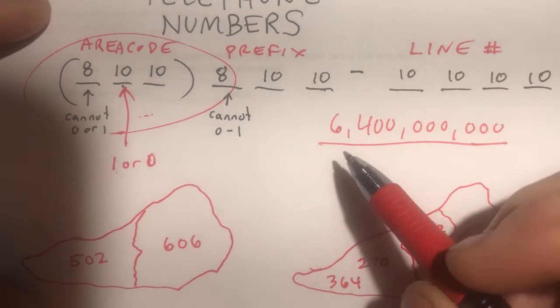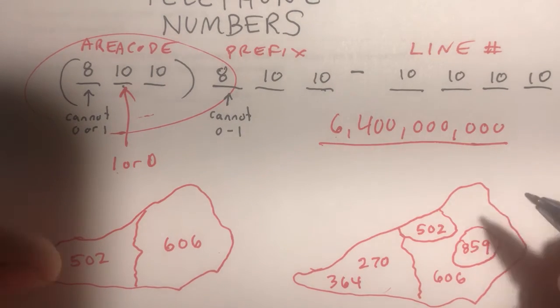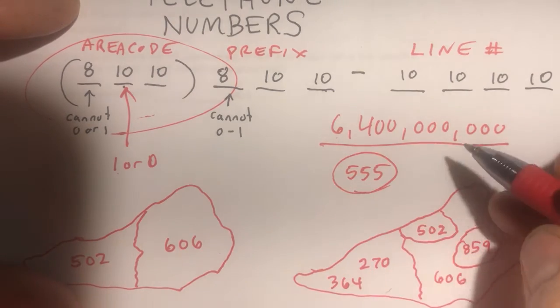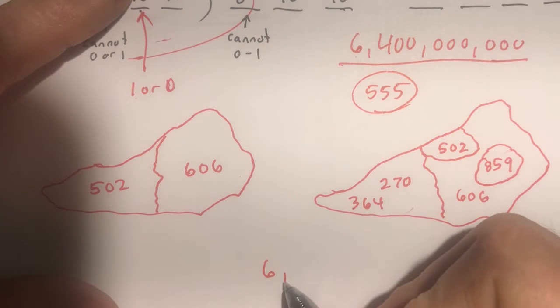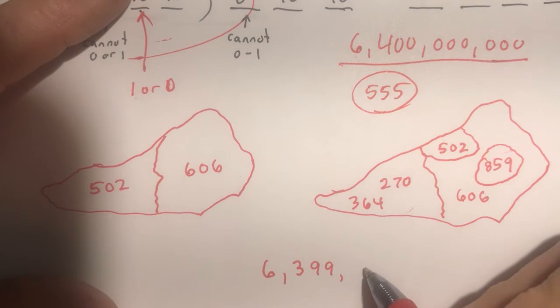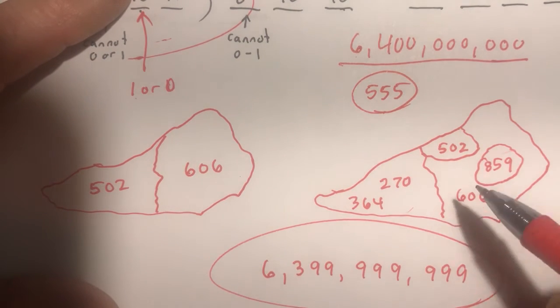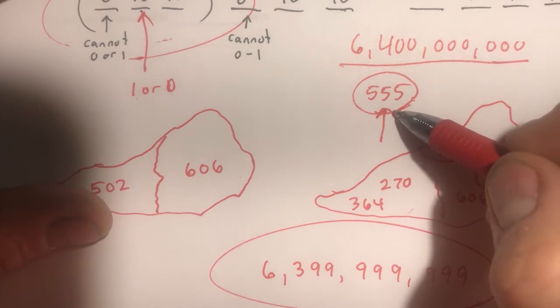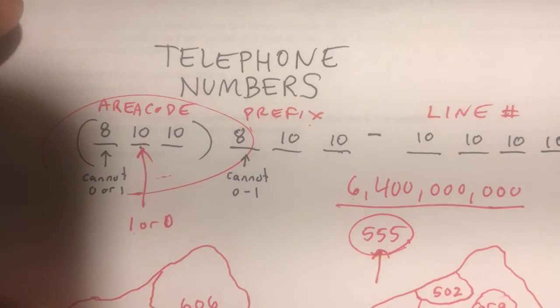Now, here is one exception. There's 6,400,000,000. I didn't think about this, but the prefix 555 is not used. So really, if you want to be technical about it, there's 6,399,999,999 phone numbers, because this one here is not allowed. The 555 prefix number is reserved for the phone company.